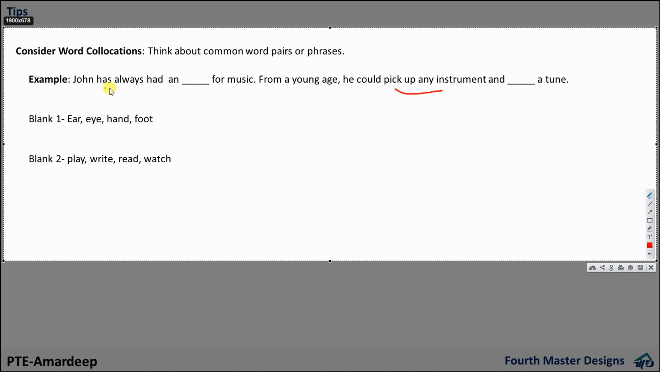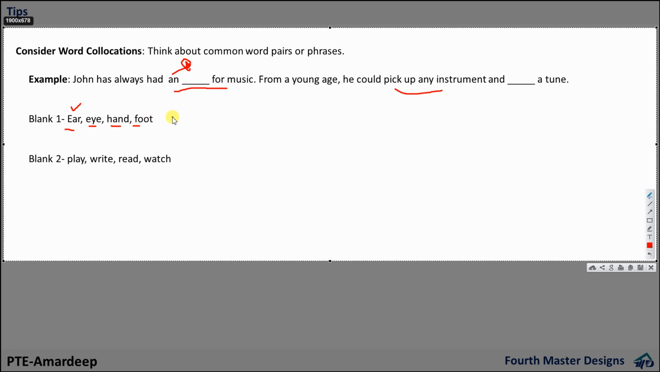John always had an dash for music: ear for music, eye for music, hand for music, foot for music. Ear for music is a common collocation. It means the ability to understand and produce music. So an ear for music means your ability, skills to understand and produce music. So in this context, ear will be correct. Okay, this one will be correct.